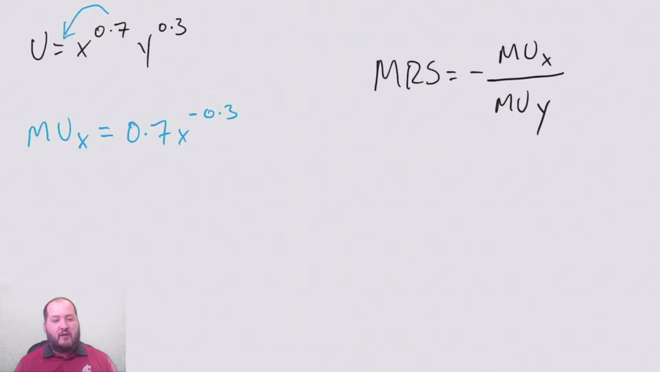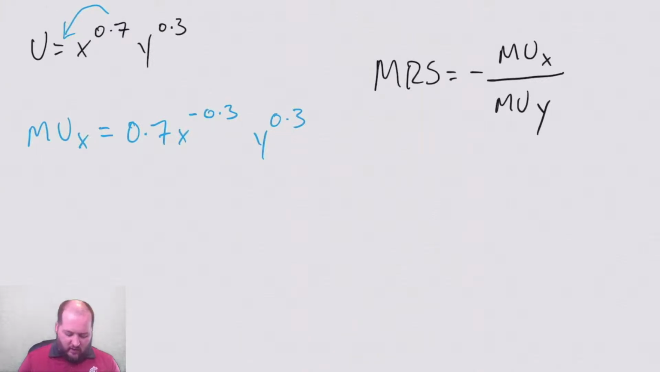And then I'm going to completely leave Y alone. I'm going to treat Y as if it were a constant in this case, and think of it just as the number 3. We're not going to mess with it. So I'm going to have Y to the 0.3. And that's it. That's my marginal utility with respect to X.